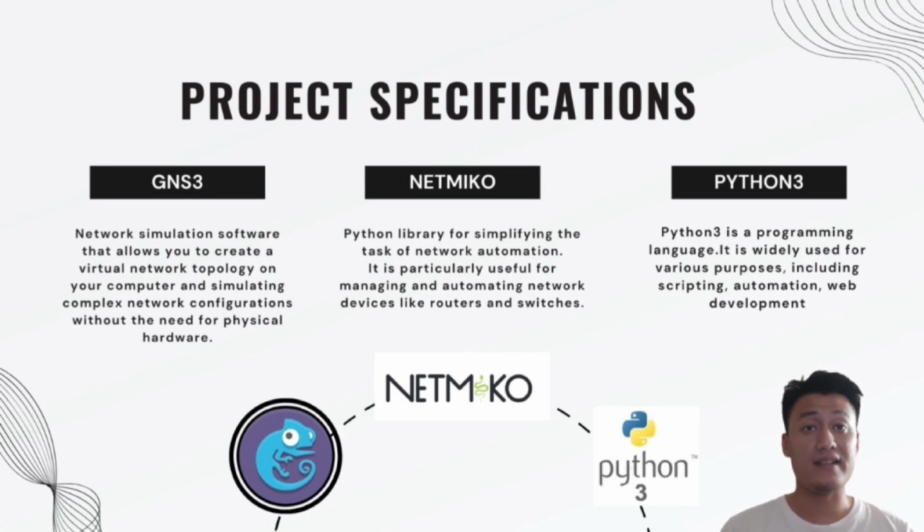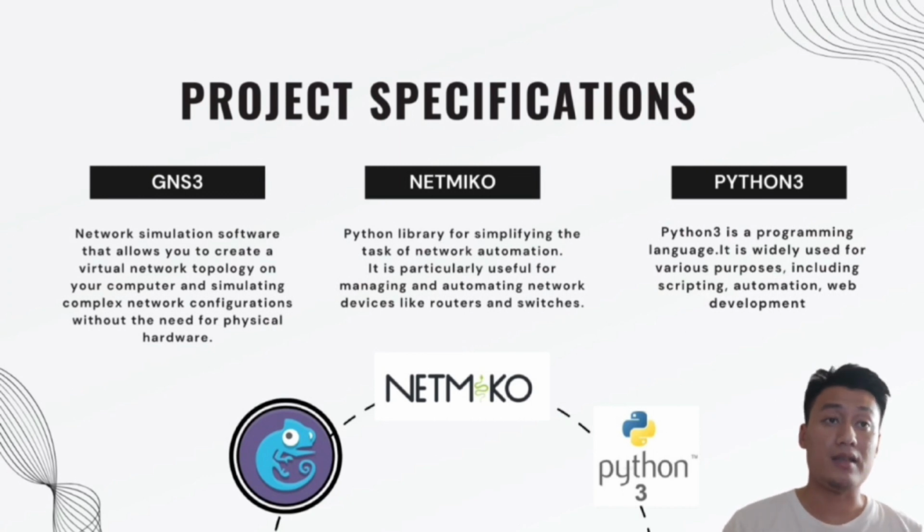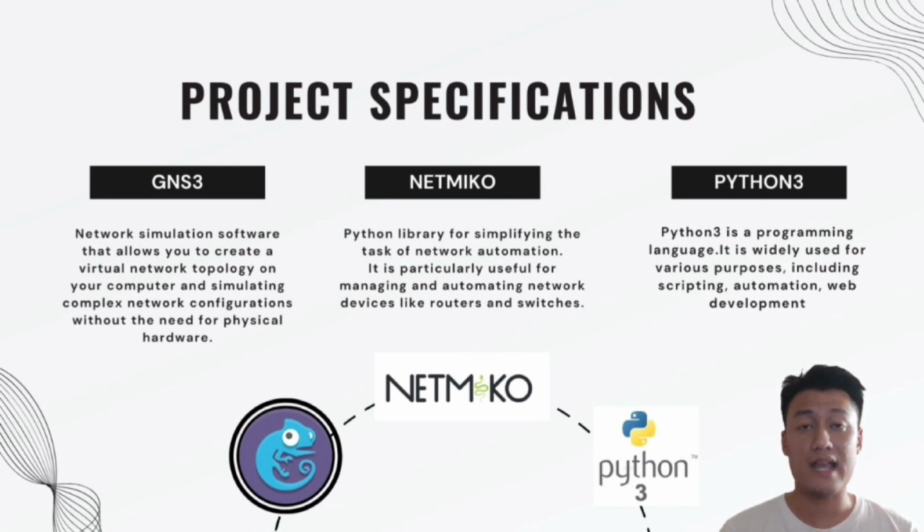So GNS3 is a network simulation software used to create a virtual network topology and simulate complex network configurations without physical hardware. And Netmiko is a Python library for simplifying network automation tasks, and it can manage and automate network devices like routers and switches. So Python 3 is a programming language. It's widely used for various purposes including web development, automation and scripting.